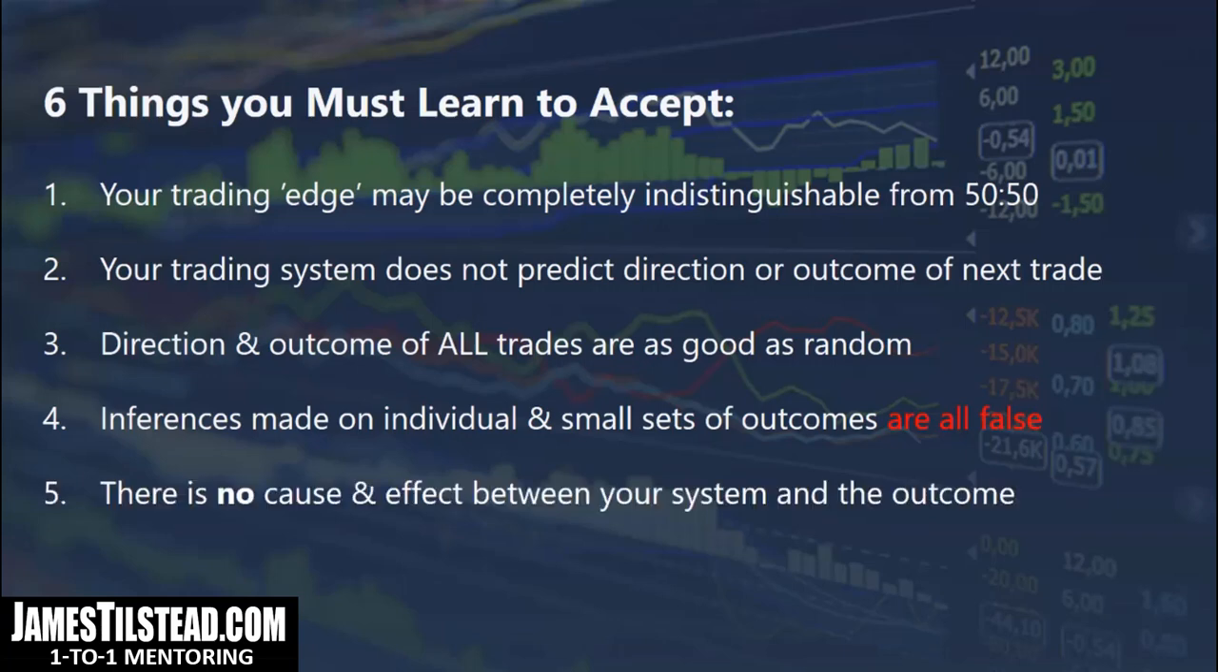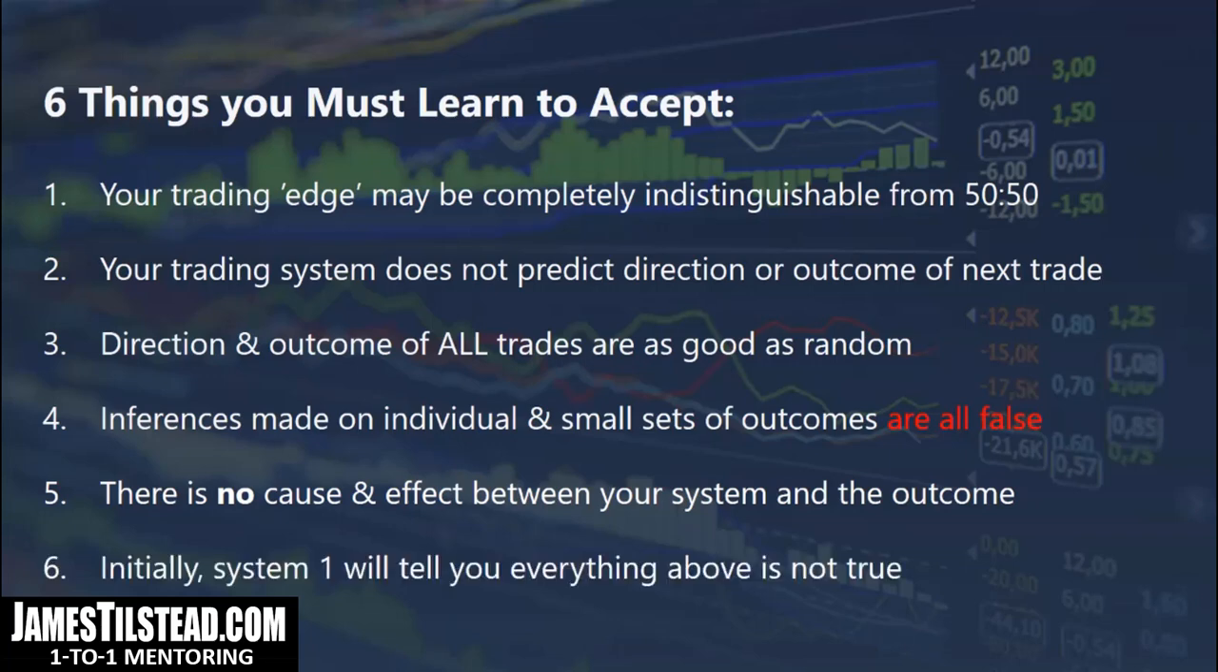And there is no direct cause and effect between your system and the outcome of the individual trade. And lastly, you need to remember that your System 1, and indeed the majority of the unprofitable trading community for that matter, will initially tell you that everything I've just said is wrong, which is why so many traders never accept the true nature of randomness, low edges, and probability.